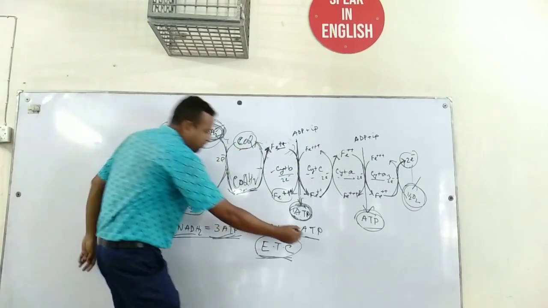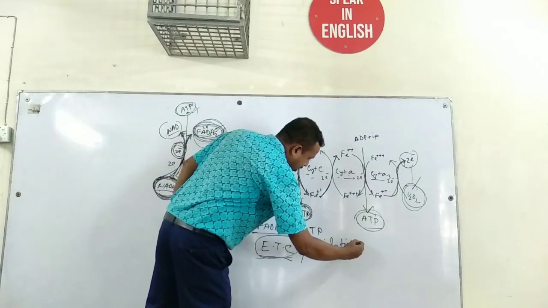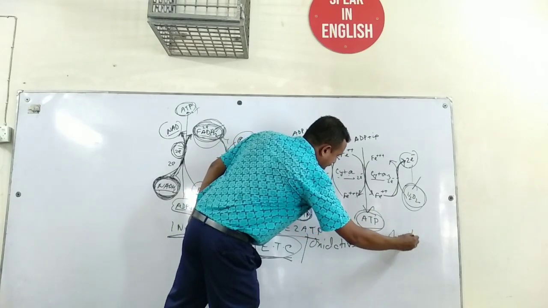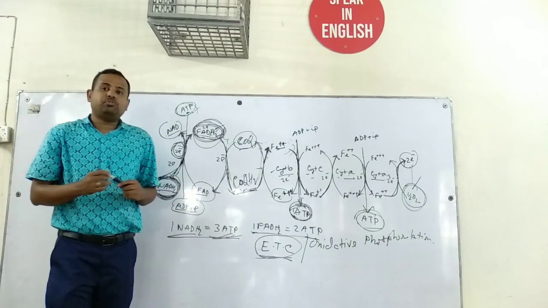So the other name of ETC is oxidative phosphorylation. So thank you, my dear students. This is the total description of ETC.